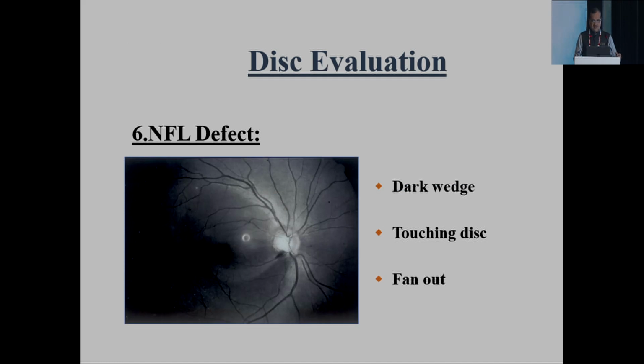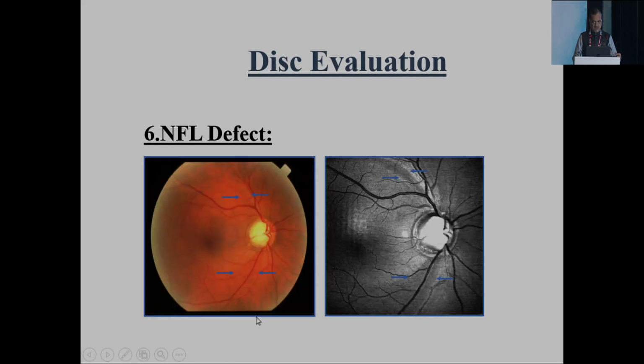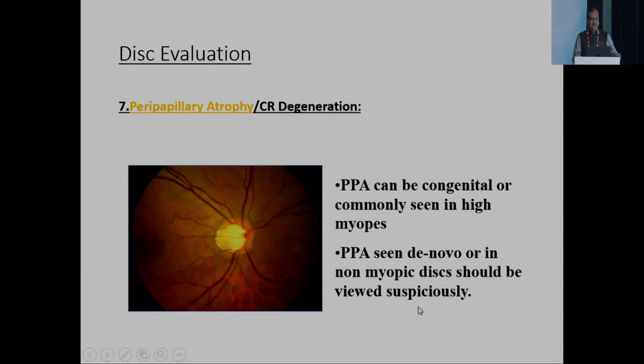If you see here, a small hemorrhage here, now this extends as a dark wedge, touches the base of the disc, and then it fans out into the periphery. How does it look in a colored image? The nerve fiber layer defect can be seen here, which is appreciated better here in the red-free light. The peripapillary atrophy or the chorioretinal degeneration.